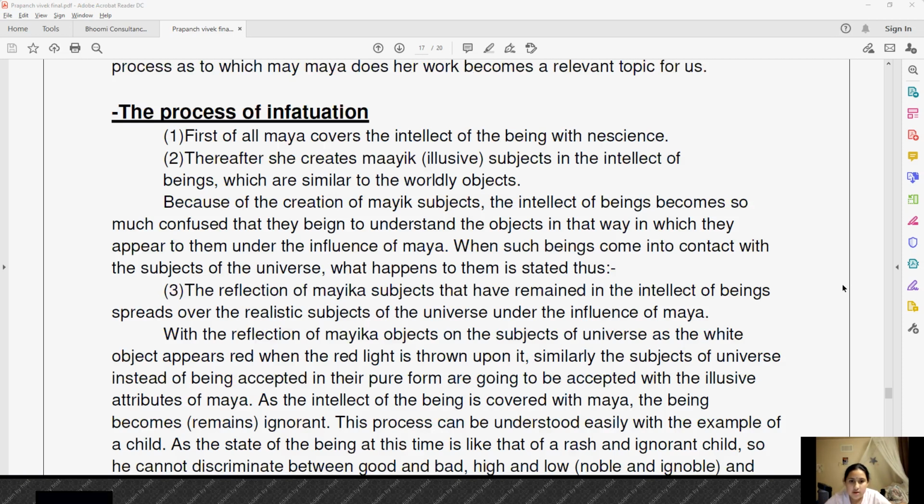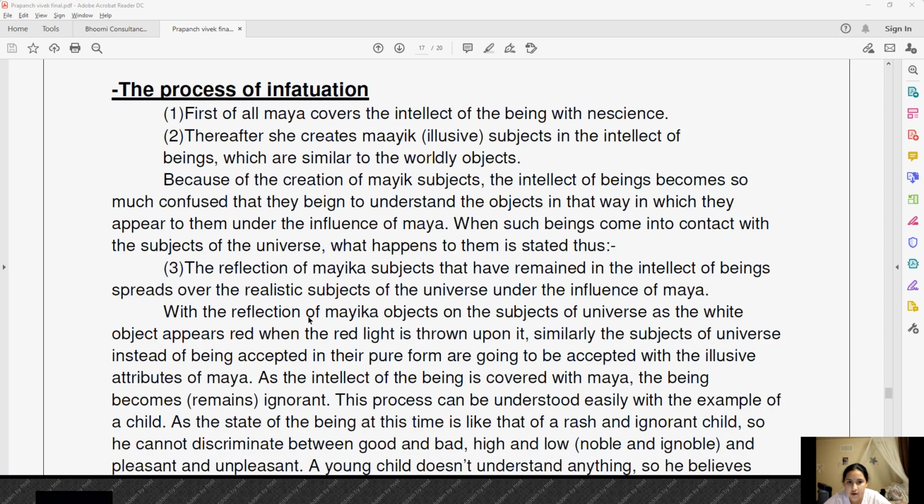The reflection of Mayika subjects that have remained in the intellect of beings spreads over the realistic subjects of the universe under the influence of Maya. It is like a white object appearing red when red light is thrown upon it. Similarly, the subjects of the universe, instead of being accepted in their pure form, are accepted with the elusive attributes of Maya. As the intellect of the being is covered with Maya, the being remains ignorant.